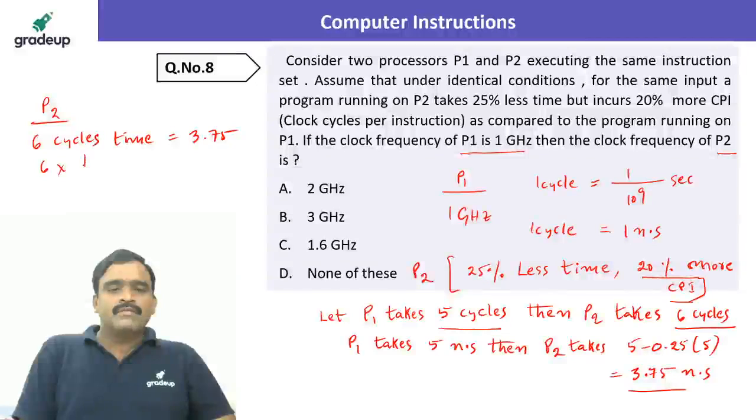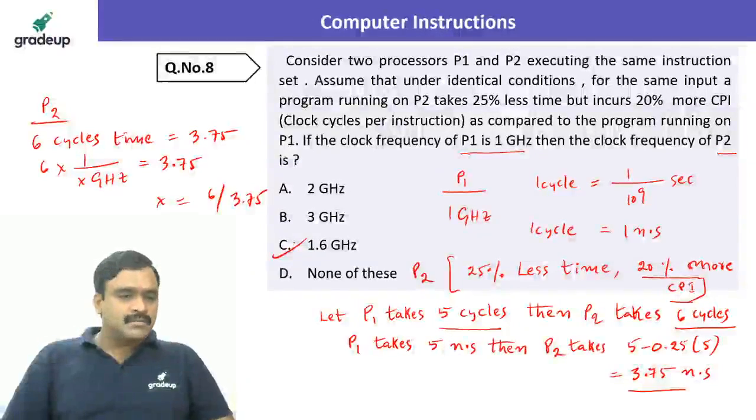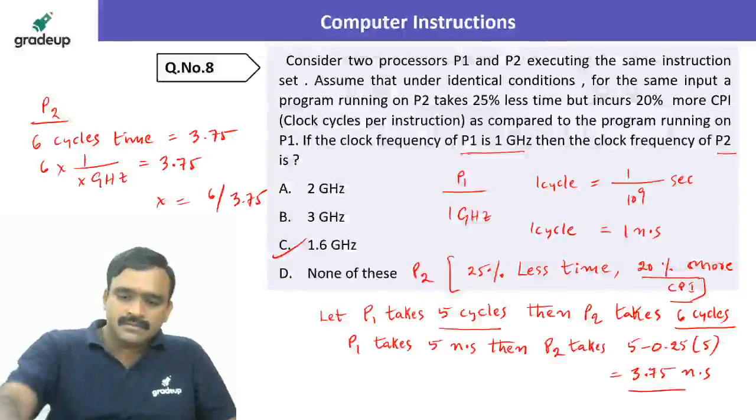So what is the one cycle time? 1 by frequency, no? Let the frequency be x gigahertz. So 6 into 1 by x gigahertz is equal to 3.75. So x is equal to 6 by 3.75, which is equivalent to 1.6. Option C is the right option. Exactly. Yes, Shweta Pandey, you are right. 1.6. Option C is the right option.